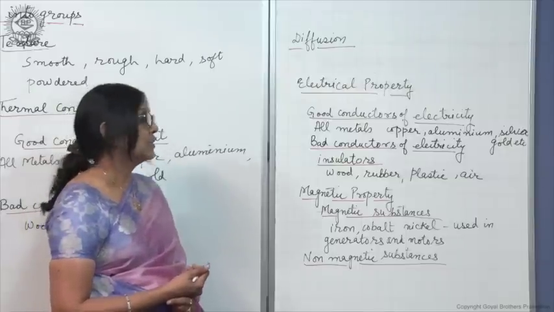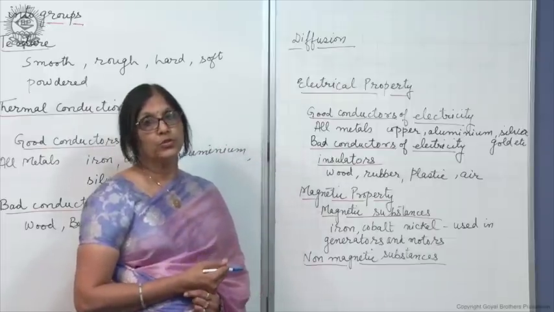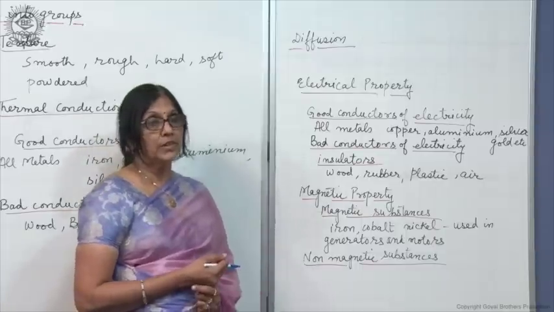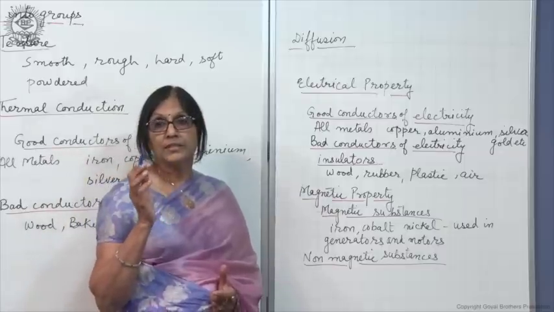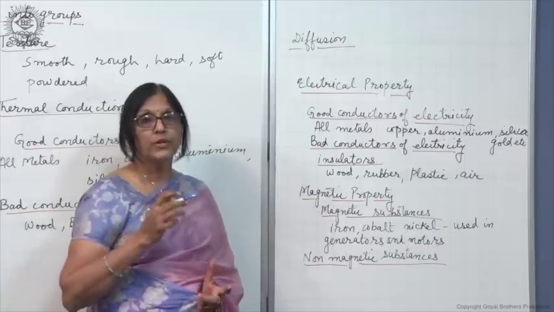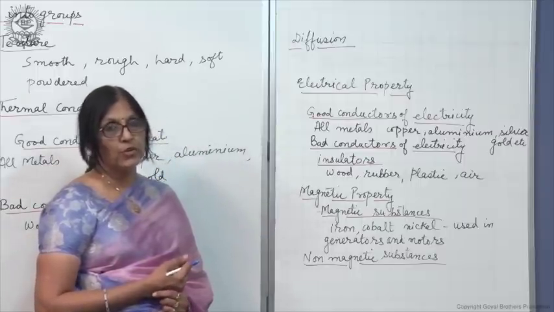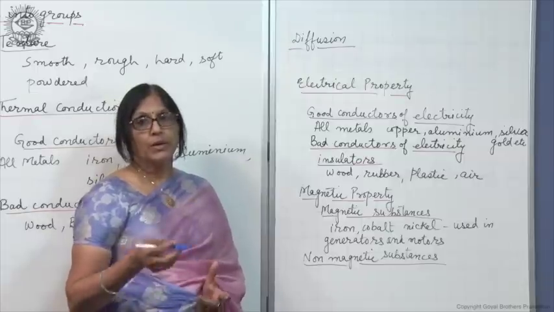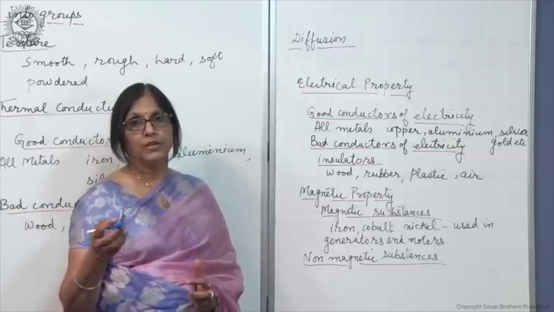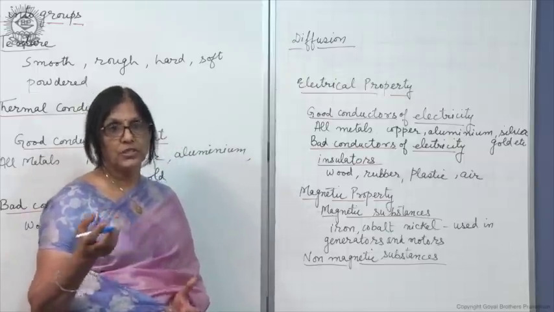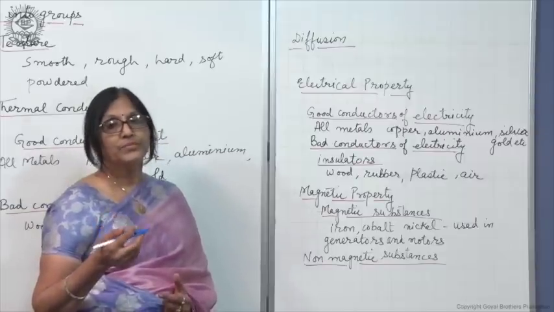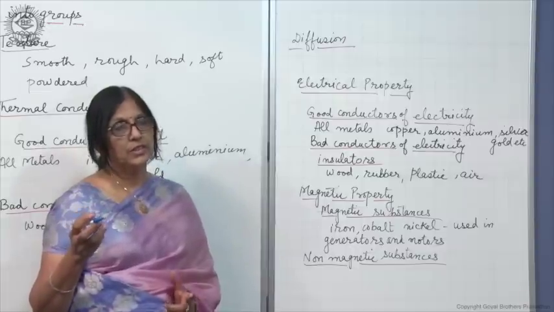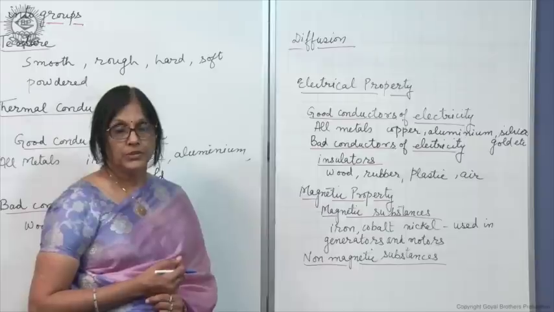Now there are some substances which allow the current to pass through them. Those are called good conductors of electricity, and you can very well think of the wires, electric wires are made up of the metals, because metals are very good conductors of electricity. They allow the current to pass through them. All the metals like copper, aluminium, iron, silver, gold. Wires are generally made of aluminium or copper, because they allow the current to pass through them, they are very good conductors of electricity, and their cost is also not much.